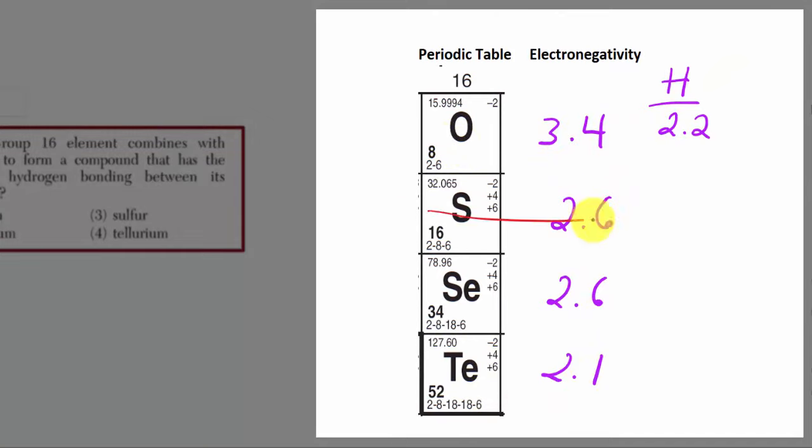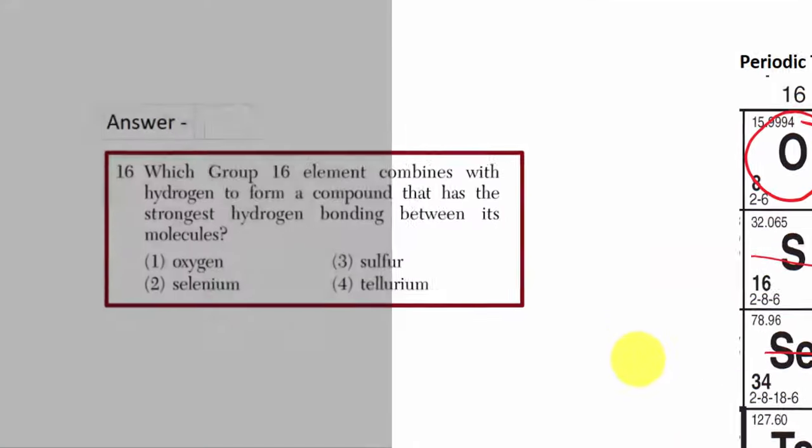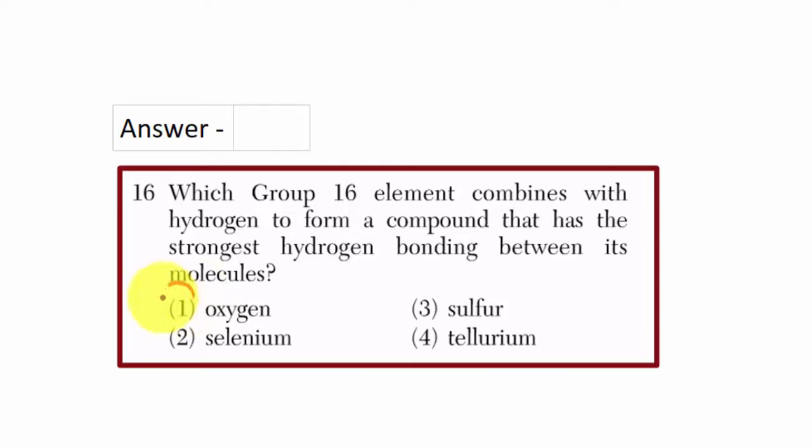I'm going to throw out the middle answers, because here we're asking for an extreme answer. So what we're looking for is a big difference in electronegativity. Hydrogen's electronegativity is 2.2. So the difference between the 3.4 and the 2.2 is 1.2, and the difference between the tellurium and the hydrogen is only a mere 0.1. So clearly, oxygen gives the biggest difference in electronegativity, and therefore the strongest hydrogen bonding in a compound with oxygen and hydrogen. Answer number 1.